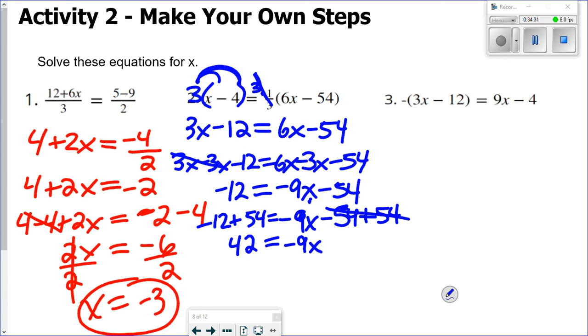And now I have one more operation to isolate for x, which is the inverse of multiplying by negative 9, which would be dividing by negative 9 or multiplying by a negative 1/9. We learned that last week as well. We're going to divide out on the left, on the right. 42 divided by negative 9 gives me negative 4.6 repeating.